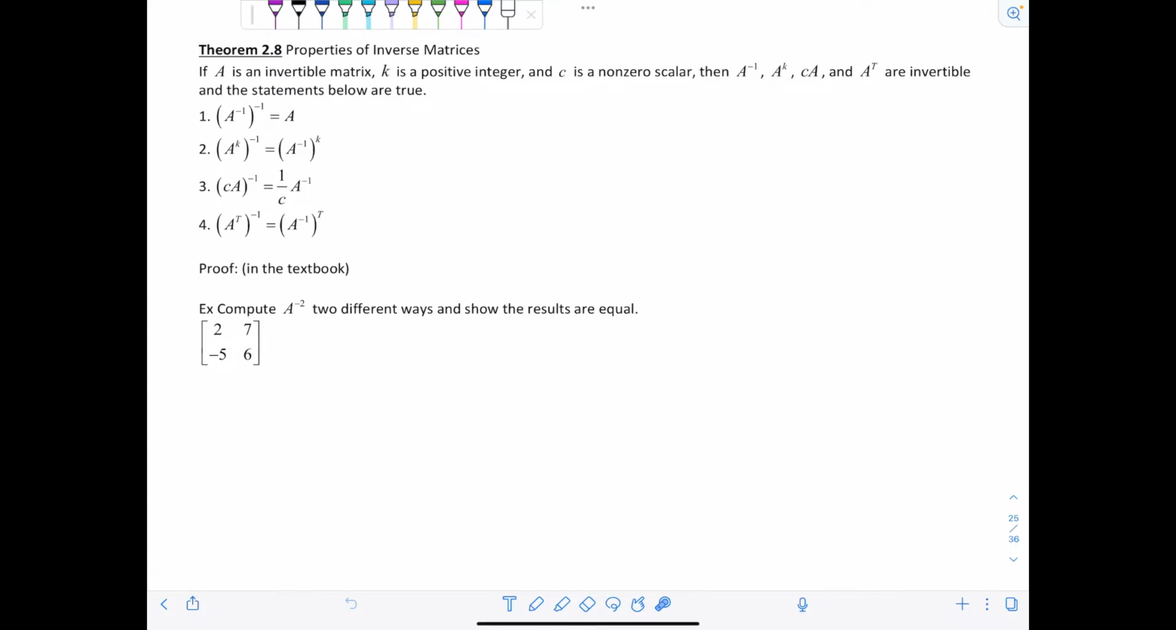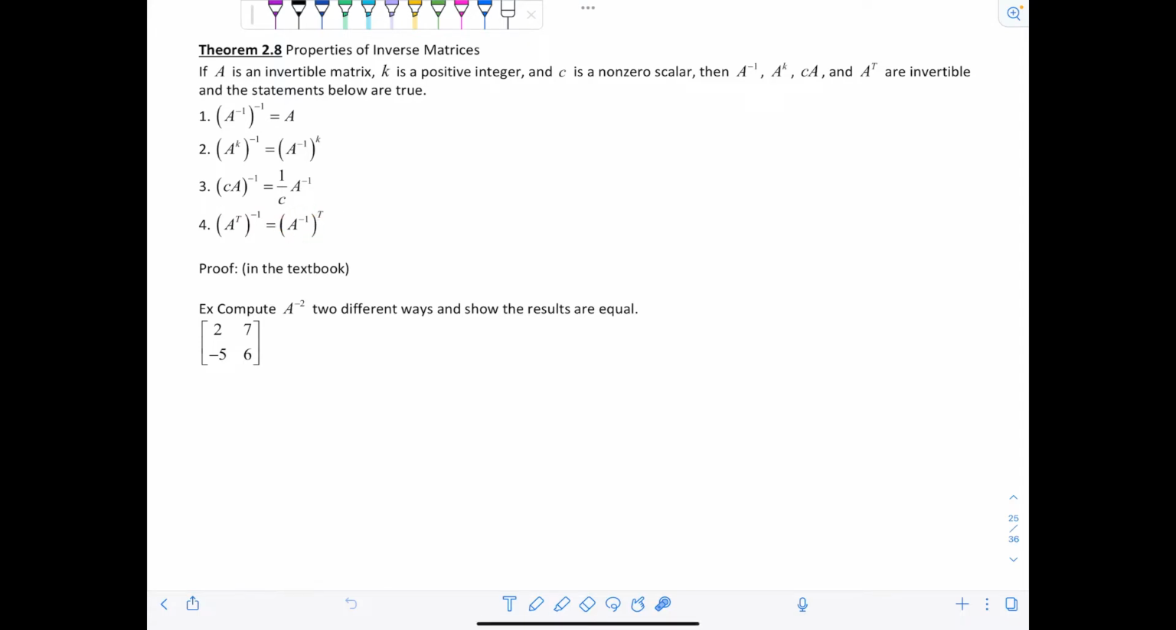That seems pretty reasonable. If you take A, raise it to the K, remember K is a positive integer, and then take the inverse, that's equal to A inverse raised to the K. So we have this commutative property going on here. If you have C, a scalar, times matrix A, and then you take the inverse, the result is 1 over C times A inverse. So basically this becomes the multiplicative inverse of C. And then A transpose, if you take the inverse of that, you are left with A inverse's transpose.